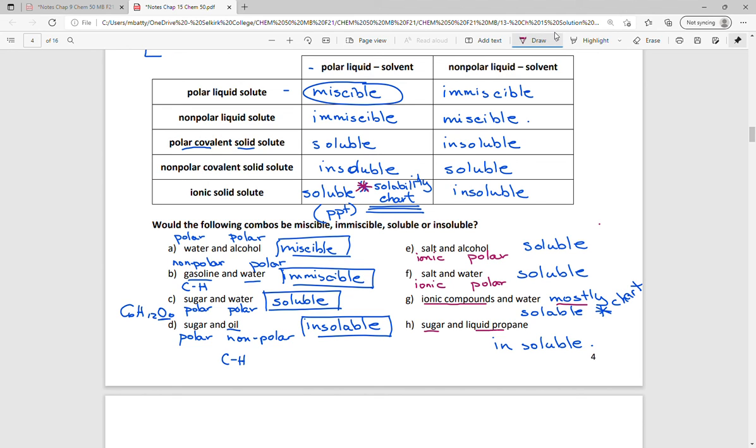And then sugar in propane. So sugar is polar, where propane is nonpolar. It's a hydrocarbon, and so it shares equally like the oils and the other hydrocarbons that we've talked about already.